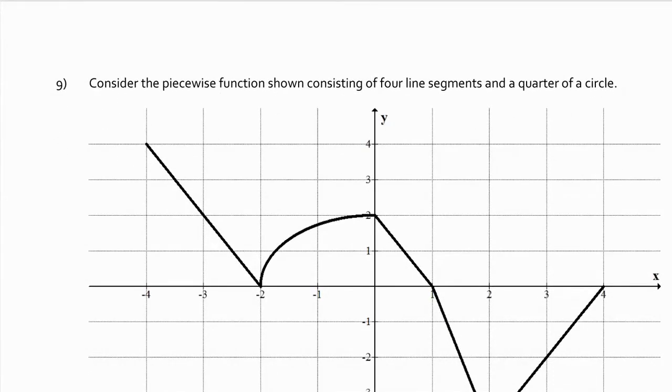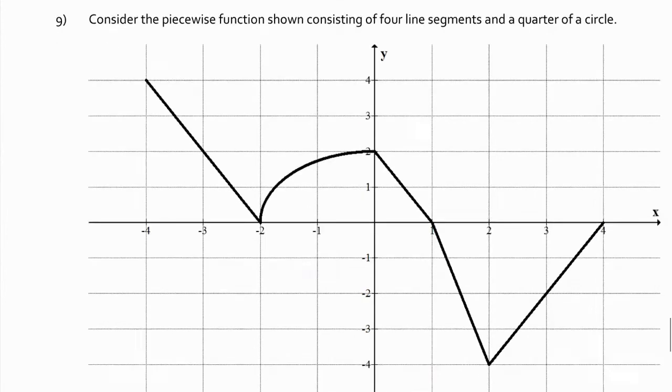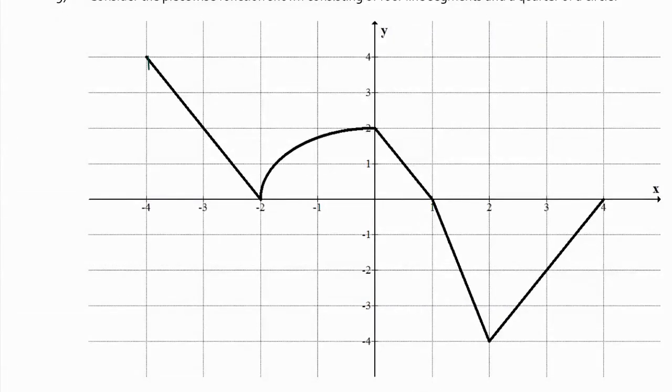Okay, then this is another common one. It says consider this piecewise function consisting of 4 line segments and a quarter circle. So usually when I get things like this, I like to just drop these lines down and start plotting in my areas. This is an area of 1, 2. This one goes with this, so that's 1. This is 1. This whole thing should have an area of 4.